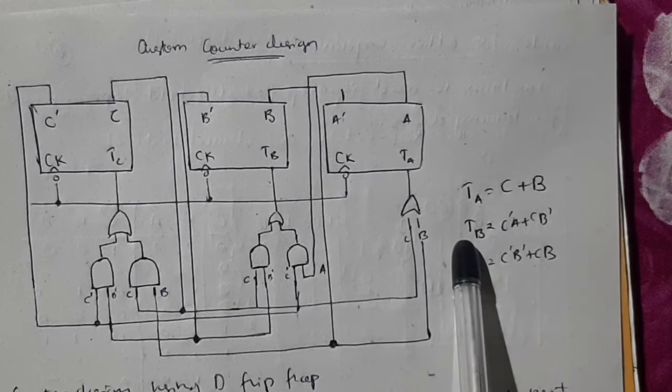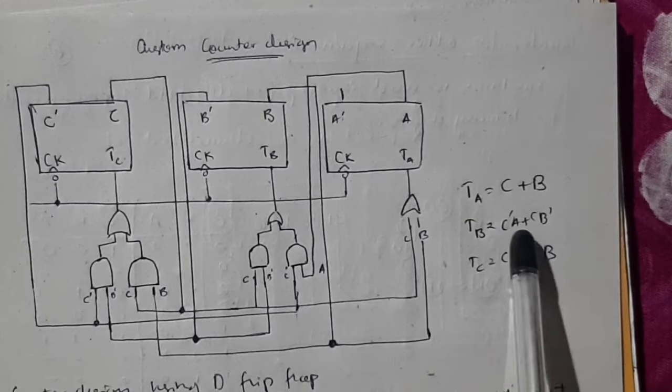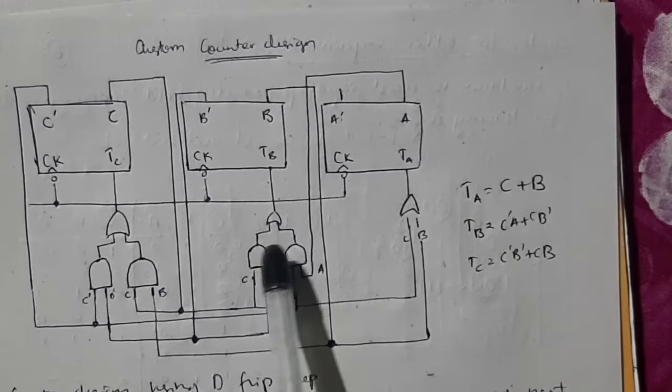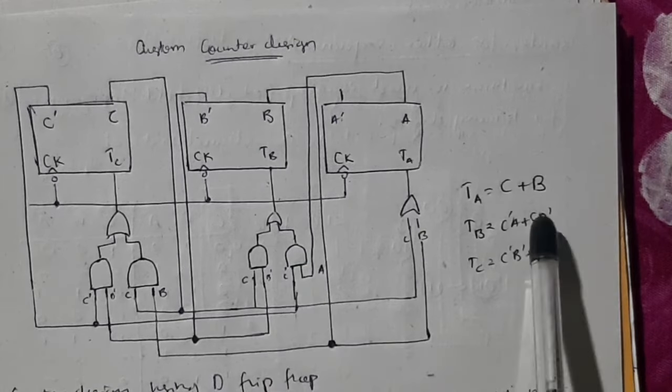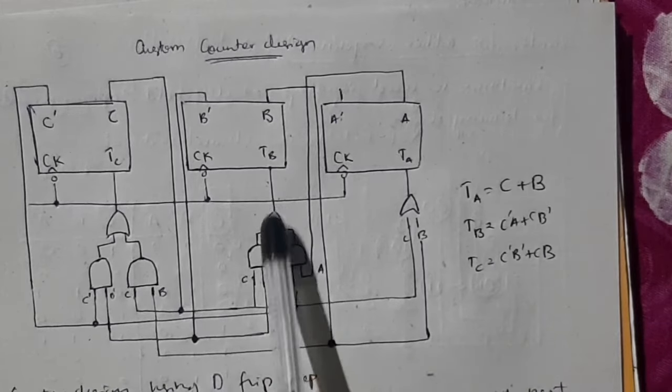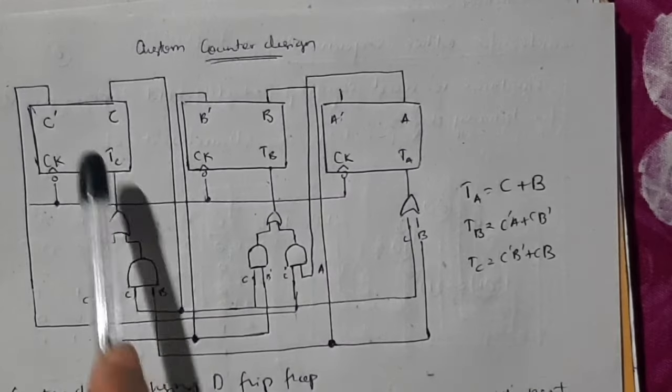Similarly, TB is equal to C dash A plus C B dash. So first an AND gate will be used for C B dash and C dash A. Then it will be an OR, that will go to TB. Like that you should do it for TC also.